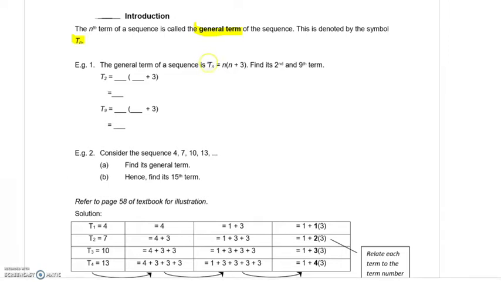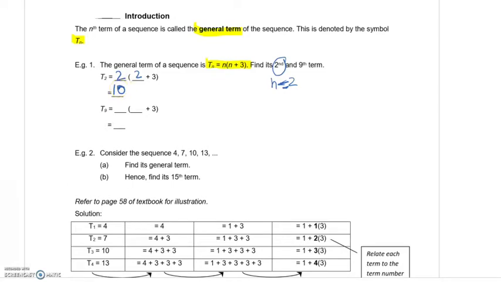The general term of a sequence is Tn equals n times n plus 3. We are being asked to find its second and ninth term. It's not too difficult to find the second term. Basically, you are substituting n equals 2 into the expression. So 2 times 2 plus 3, and that's just 2 times 5, which gives you 10.